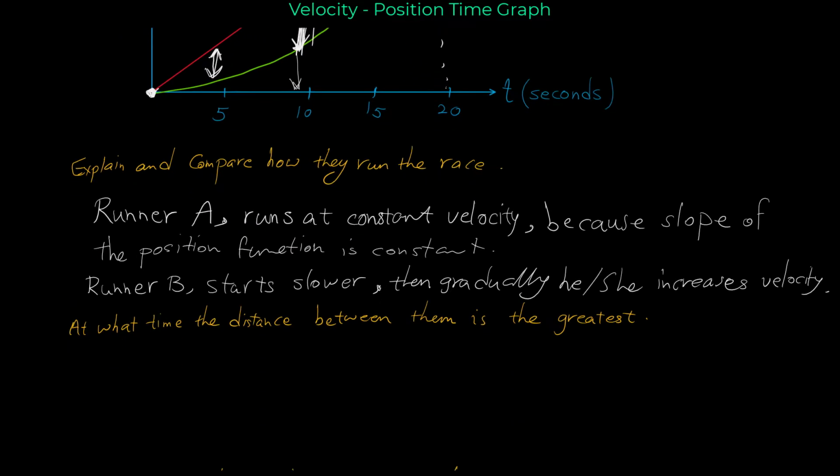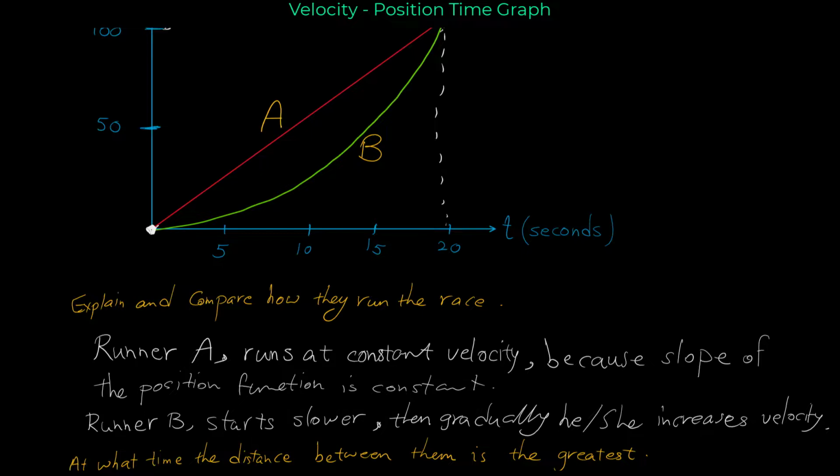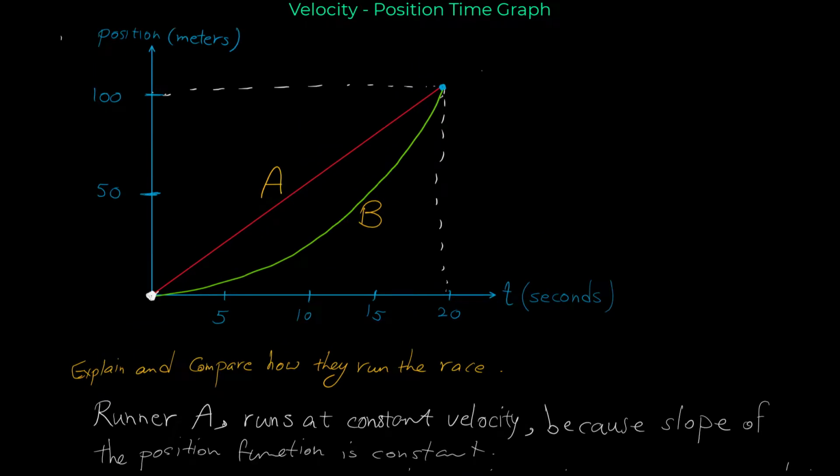So, at what time is the distance between them the greatest? Almost we can say at t equals 9 or 10. At 9 seconds, the distance between them is greatest. I hope this is clear for you. And at the end of the run, because they finish in a tie, again they are at the same point. The distance between them is 0.